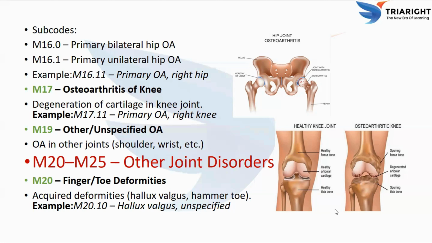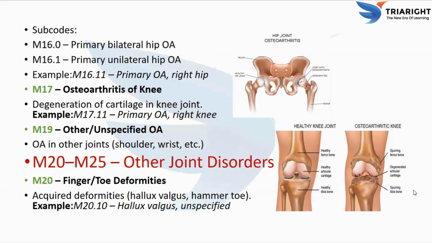So this is a healthy knee joint, and this is an osteoarthritic knee joint. In this you can see the smooth cartilage covers the femur and also the tibia. It has normal joint space, the bones align properly, and there is no inflammation or bone growth. Whereas in the osteoarthritic knee, the right image shows the classic OA changes.